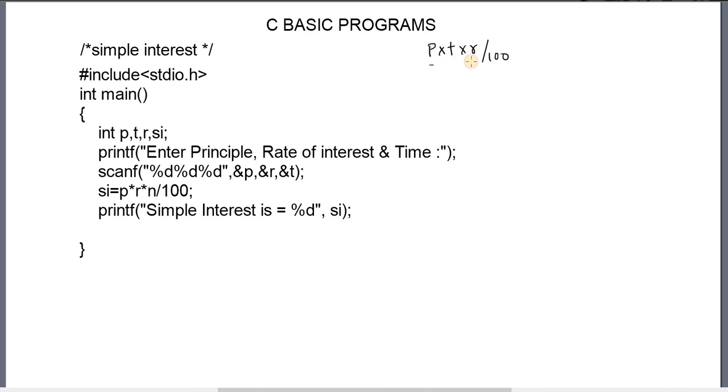In this formula, there are three variables, P, T, R. So we have declared P, T, R as variables of our program. And SI, another variable, is required to store the result. Here SI stands for simple interest. We can take a variable with any name, but it must be valid.